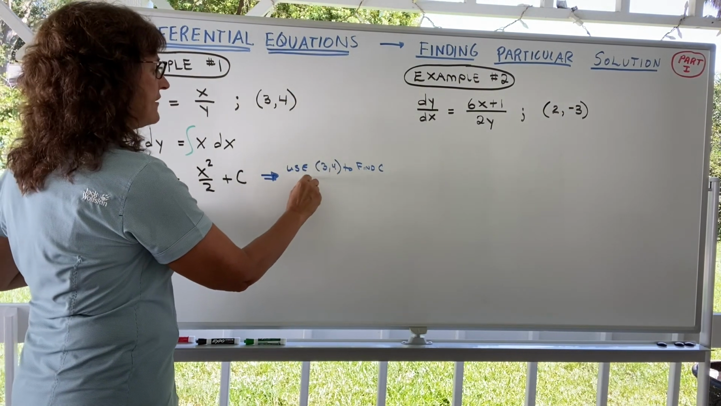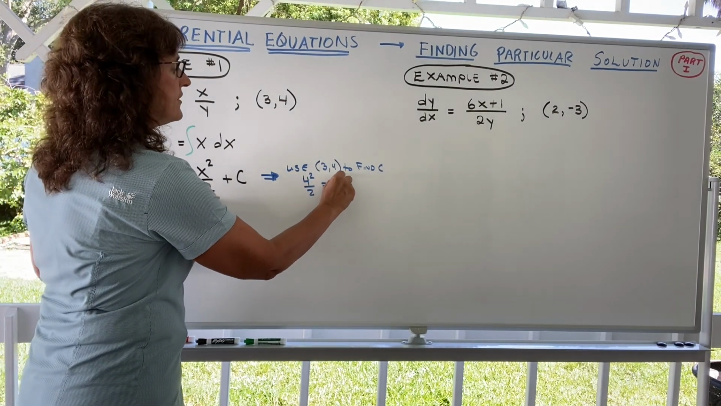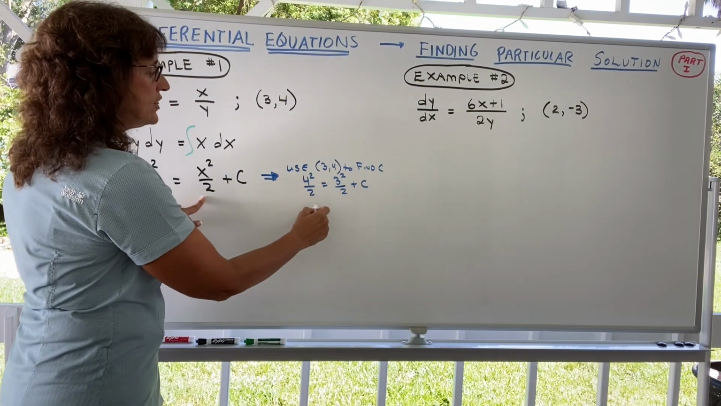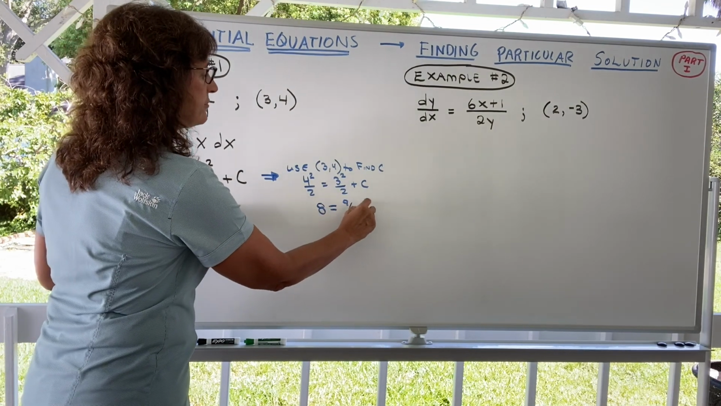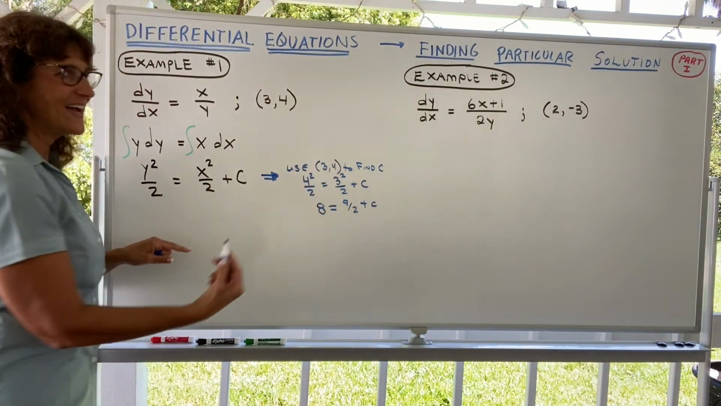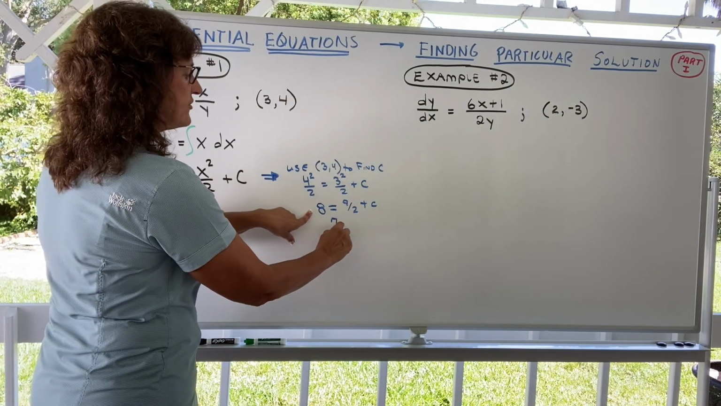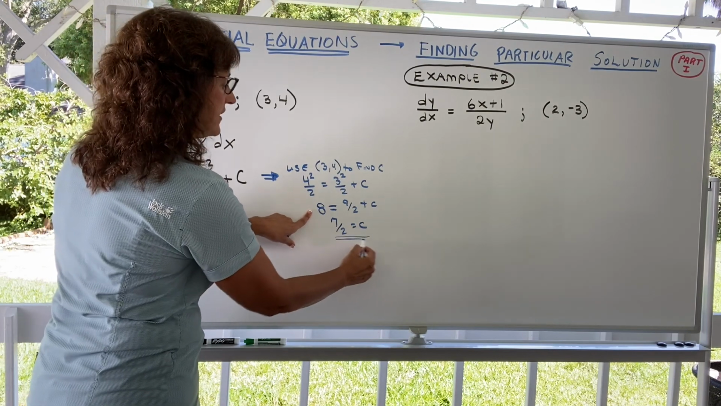So we have 4 squared over 2 equals 3 squared over 2 plus our constant. This is 16 over 2, which is 8, equals 9 halves plus our constant. You need to subtract 9 halves from both sides. So 16 halves take away 9 halves, and you have 7 halves. So this is what our constant of integration is.